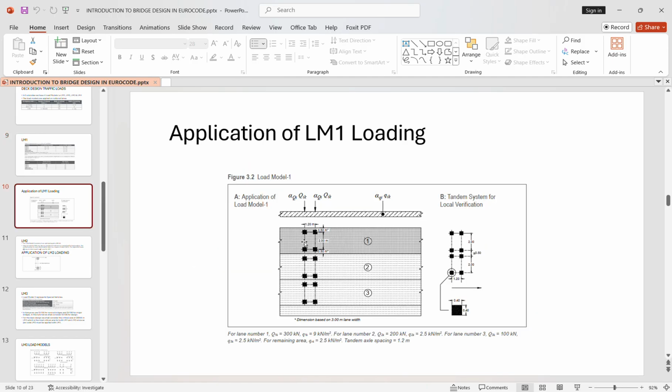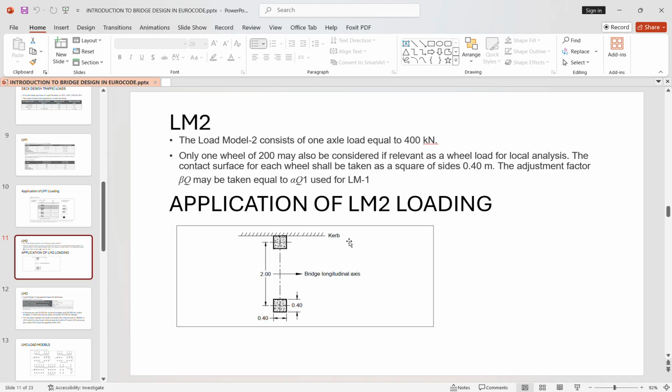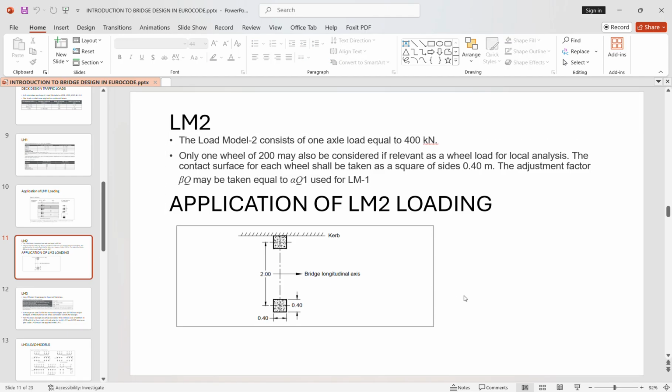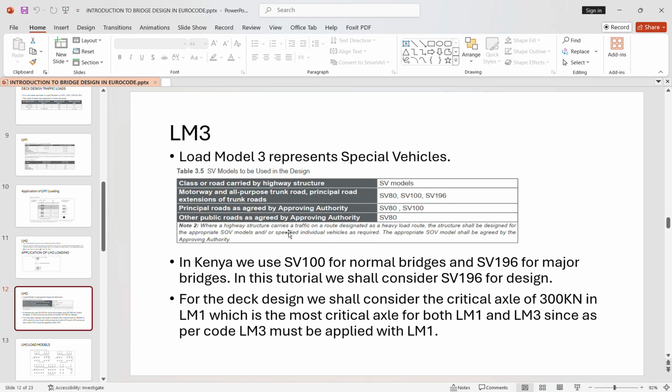So per wheel it is 150 kilonewtons, 150 kilonewtons. So for the axial it becomes a total of 300 kilonewtons. For load model 2, this is 200 kilonewtons, 200 kilonewtons. So our axial becomes 400 kilonewtons. Only one wheel of 200 may also be considered if relevant as a wheel load for local analysis. And this is usually the major application of the load in most cases that you will be using in your design life.